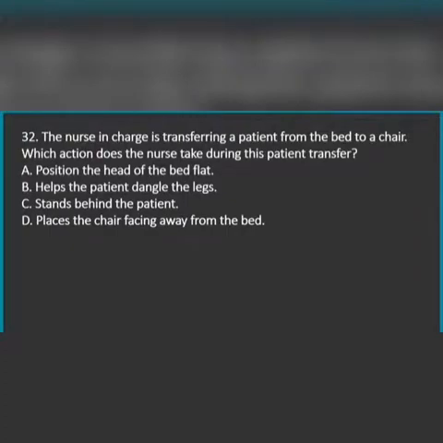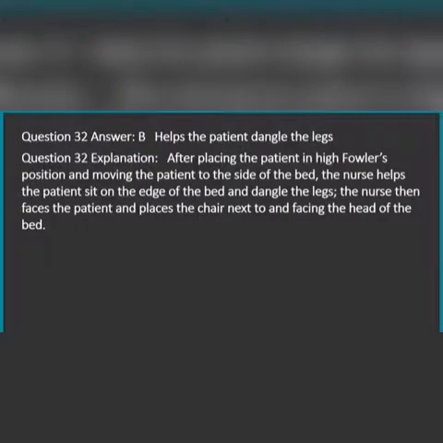Question 32. The nurse in charge is transferring a patient from the bed to a chair. Which action does the nurse take during this patient transfer? A. Position the head of the bed flat. B. Helps the patient dangle the legs. C. Stands behind the patient. D. Places the chair facing away from the bed. Question 32 Answer. B. Helps the patient dangle the legs.